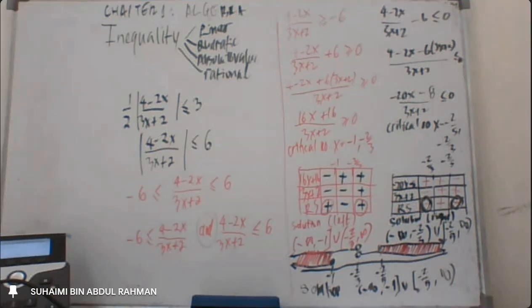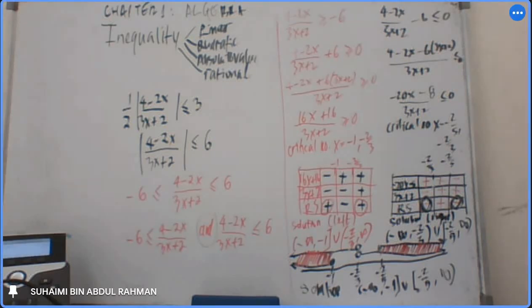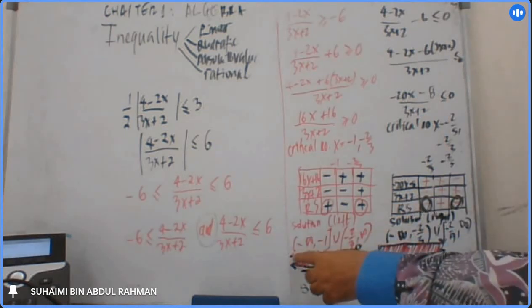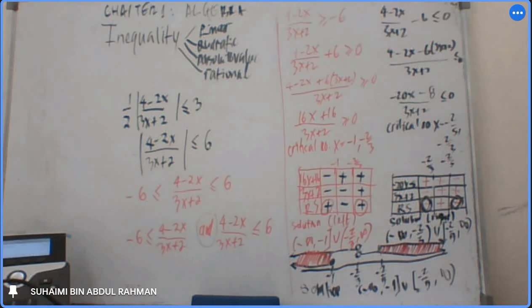So I have a question. Yes. Why do we have to exclude infinity? Infinity we always exclude. Regardless of whether it is negative infinity or positive infinity, we exclude. Bear in mind that infinity we always exclude. Yes, sir. Thank you.